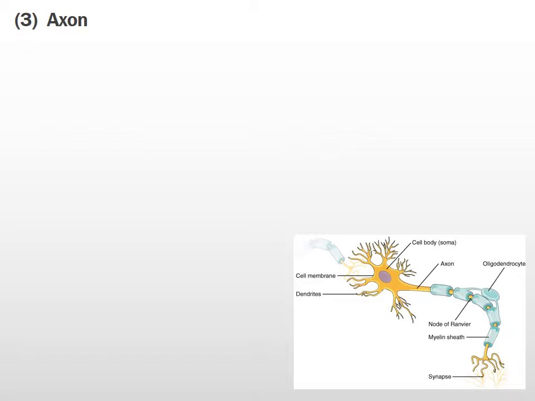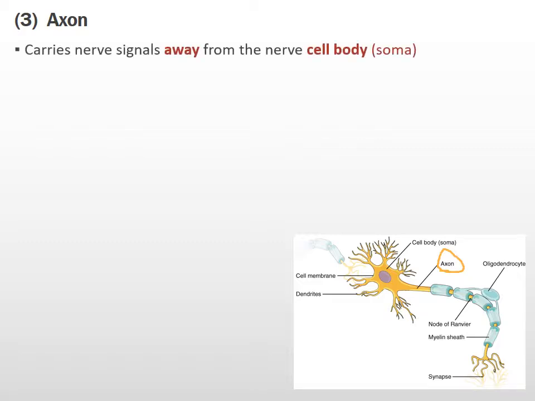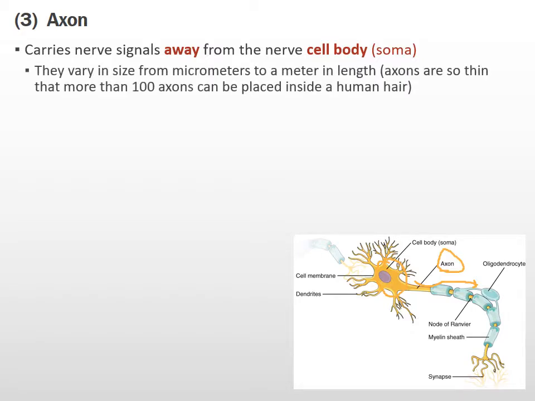Okay, and the last part is probably the one we're going to spend the most amount of time talking about, which is called the axon. The axon is what carries nerve signals away from the nerve cell body. Remember, the cell body was this whole structure here. So it's going to transmit nerve signals away from the cell body, traveling down this big long pathway here, which is the axon.